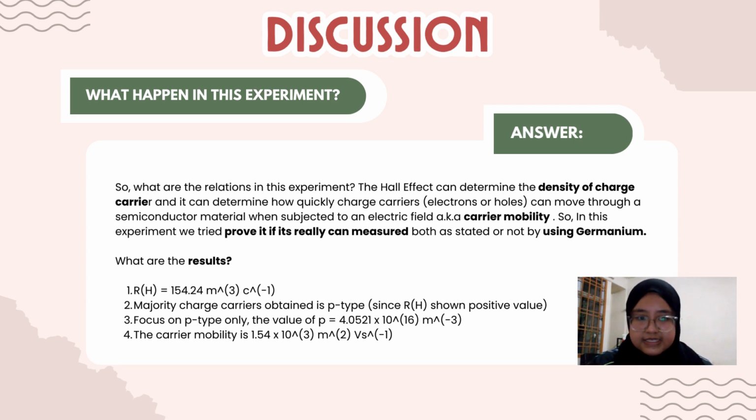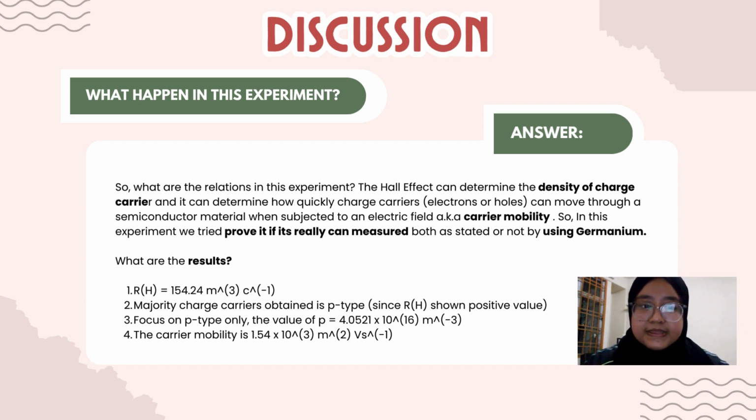So the result we obtain is the Hall resistance, and the majority charge carrier obtained is P type. How we determine the majority charge carrier is by looking at the Hall resistance. If the value of Hall resistance is positive, the majority charge carrier is P type. If the Hall resistance is negative, the majority charge carrier is N type. Since RH in this experiment is positive, we will focus on P type.